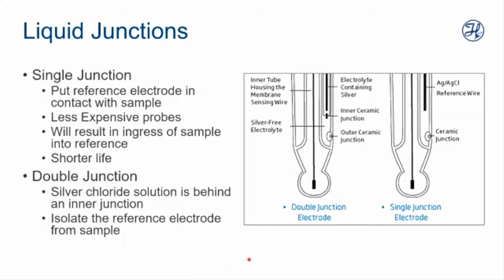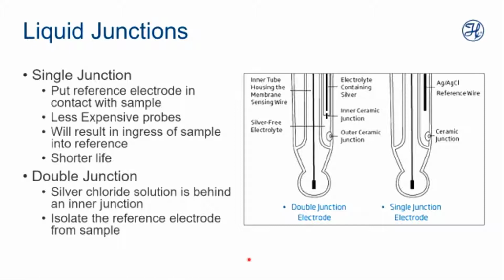Single junctions are less expensive. They have a bad habit of letting your sample ingress inside the probe, so you can get a poisoned reference very quickly. They have shorter lifetimes for use.